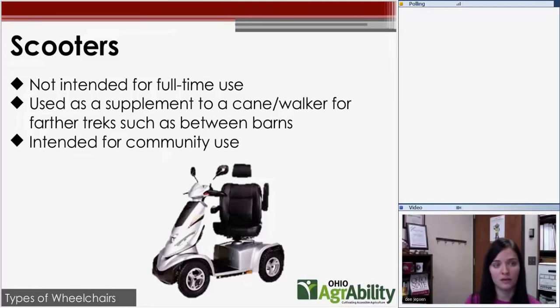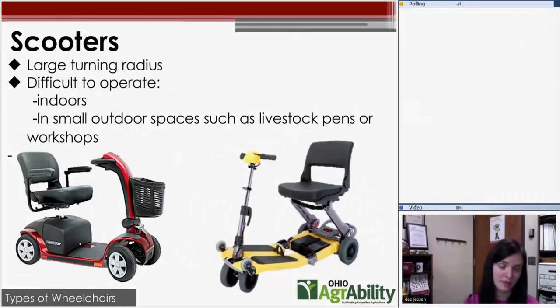This would be a good option for them, as they're a lot less expensive, but they do come with a lot less custom features. They, just like a power chair, have a large turning radius. They can be difficult to operate indoors if it's a tiny cramped space, or outdoors, again, with things like traversing thresholds that may be in barns or pens, and also any uneven terrain scooters usually don't do very well on.